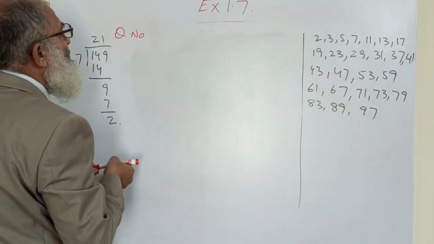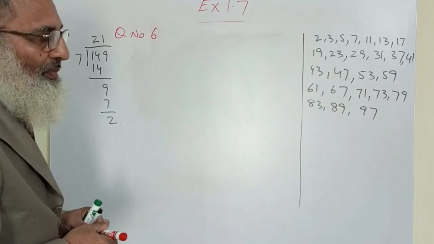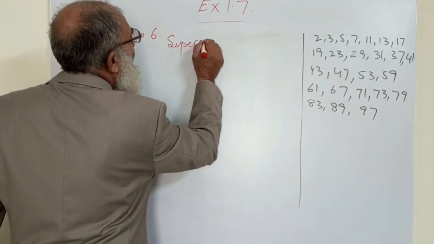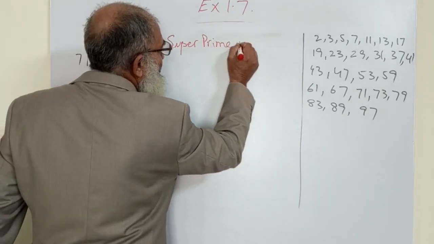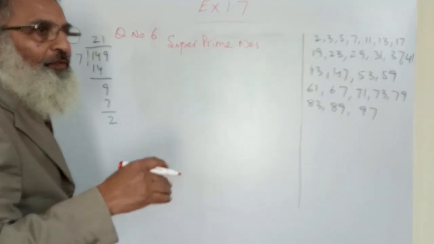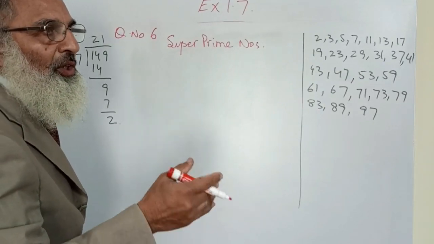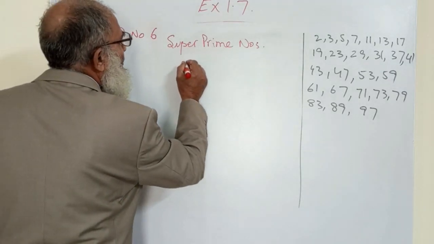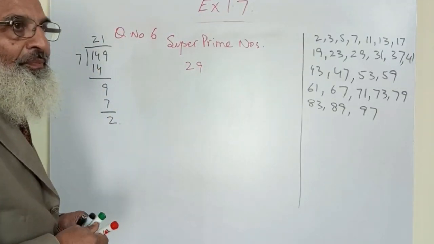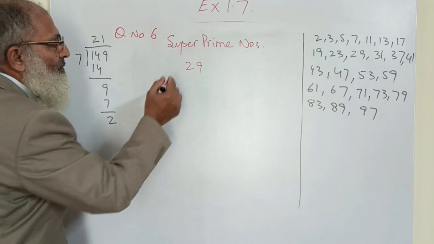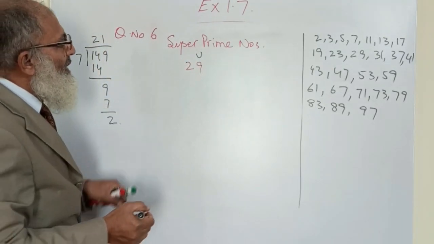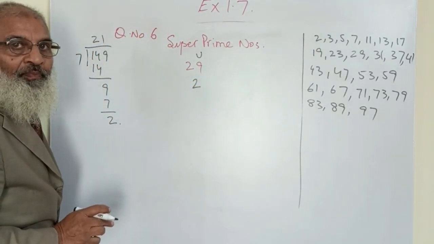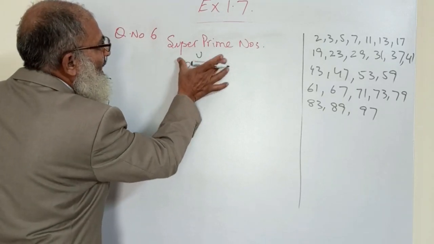In question number 6, some information is given, and that is that there are super prime numbers. What are they? What is the definition of these numbers? If you remove the unit digit of that number, the number will remain a prime number. For example, 29 is a prime number. If I remove the unit digit, 9, it becomes 2. So 2 is again a prime number. So 29 is a super prime number.